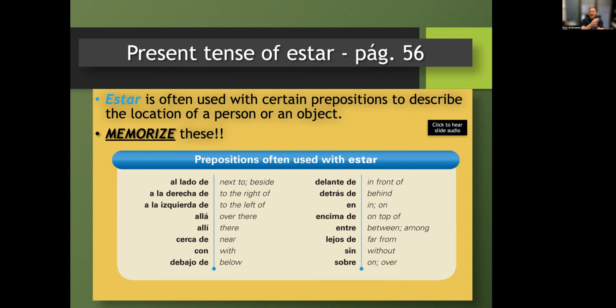And because the al and the lado both end in the same letter, the L, you won't hear people say al lado de. They're going to say al lado de. The two L's just kind of roll in together. So it makes it sound like one big word.